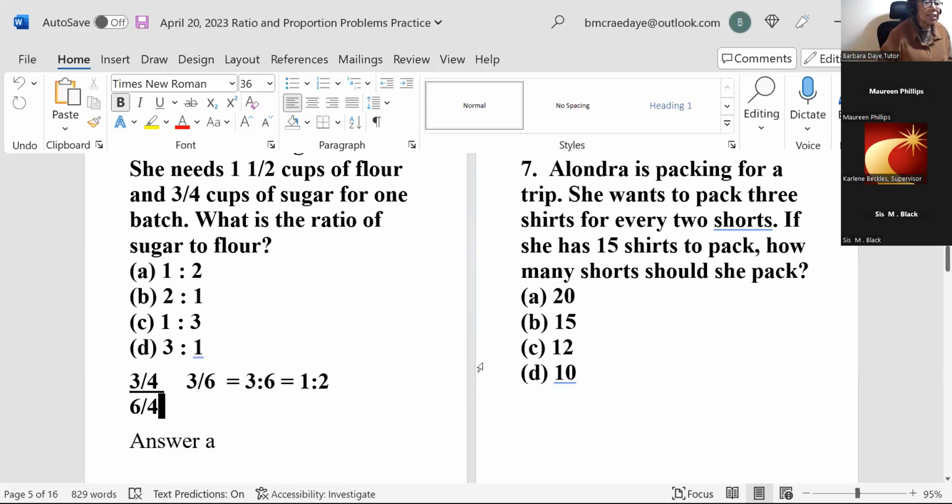Okay. But since it said ratio of sugar to flour, your first number has to be smaller than your second number because you have less sugar than flour. So it can't be B or D. You could just eliminate those because in those cases the first number is bigger, right? Yes, I got it wrong. The first number that represents the sugar has to be smaller than the number that represents the flour. Because look, 3/4 cups is smaller than 1.5 cups, right?